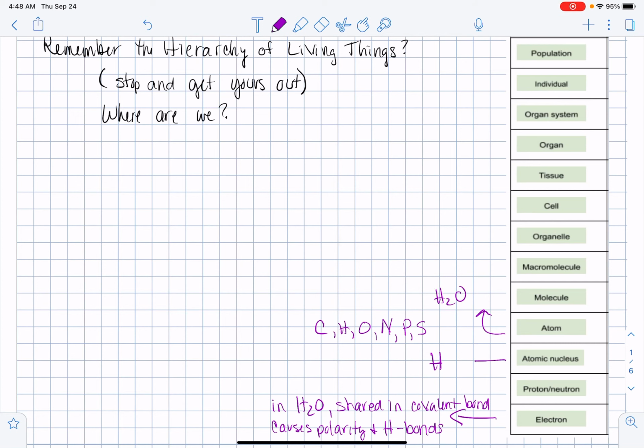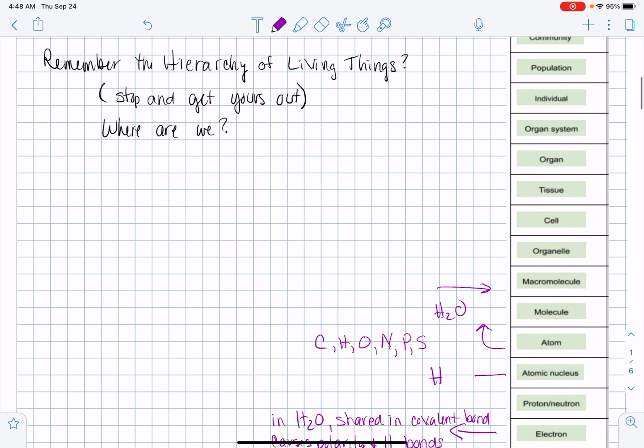Okay. What we're going to look at next are how all of those molecules bond together to make macromolecules, or big molecules, and then those macromolecules form organelles, which form cells.